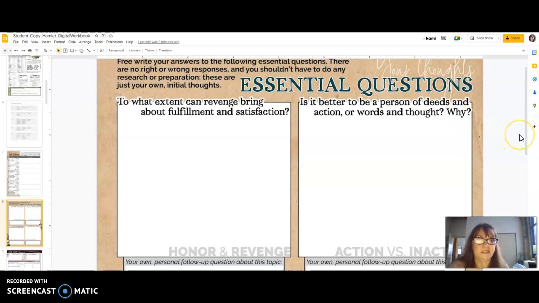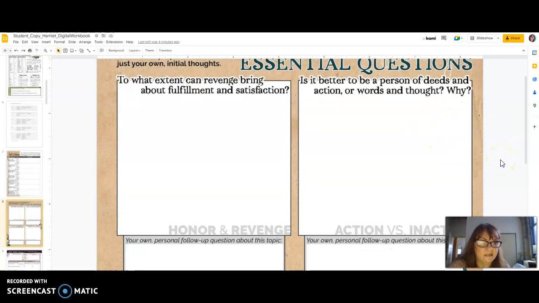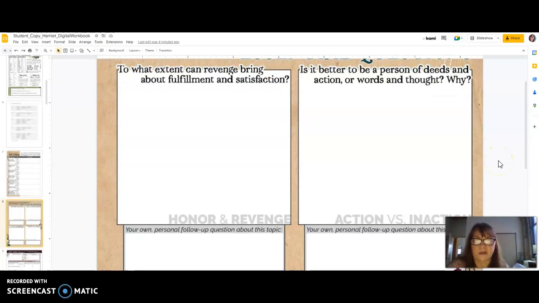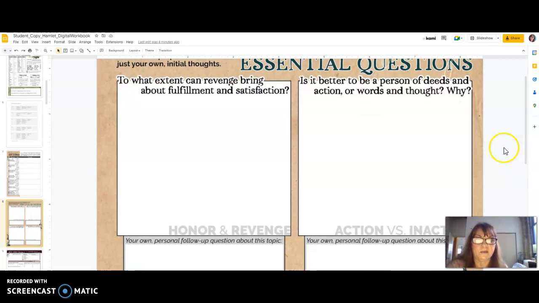Is it better to be a person of deeds and action or words and thought? Why? If you don't know what deeds are, please look it up. Did you do your deeds? Did you do your duties? Did you do the work that you're supposed to do? Is it better to be a person of deeds and action or words and thought? You might have heard this said in the past as he's all talk, no action, right? Or words are just words. Words can be empty. Show me that you're sorry or something like that.